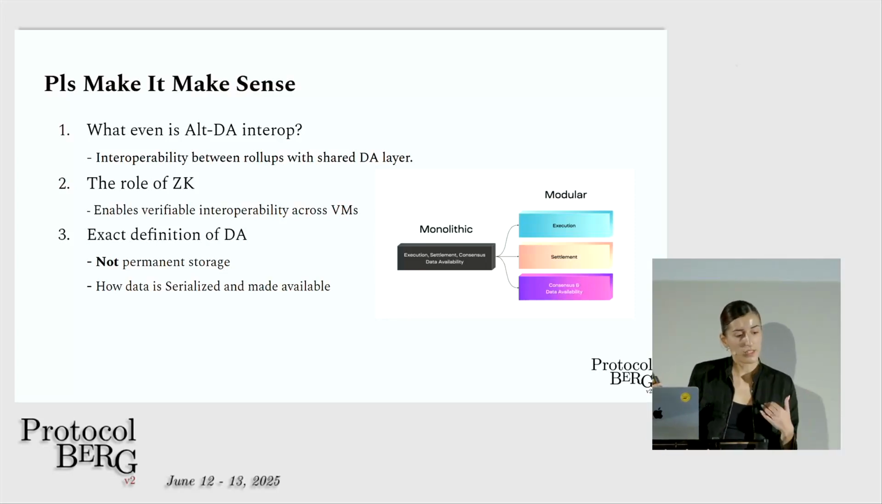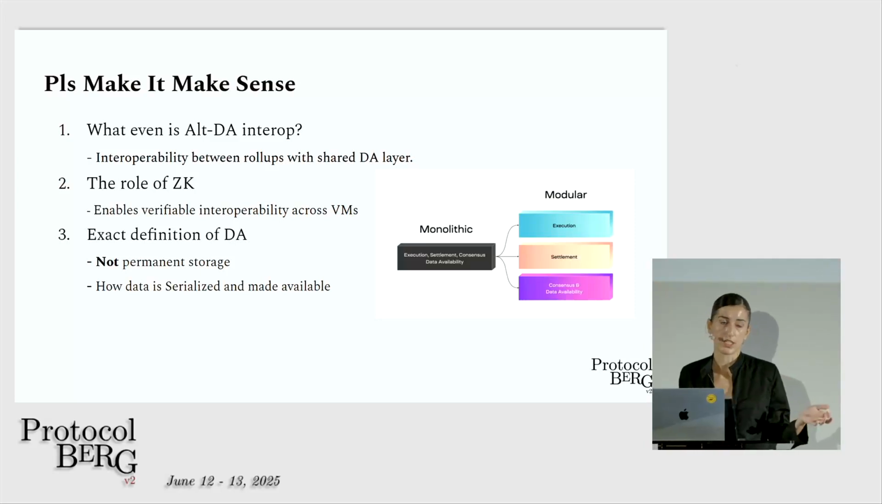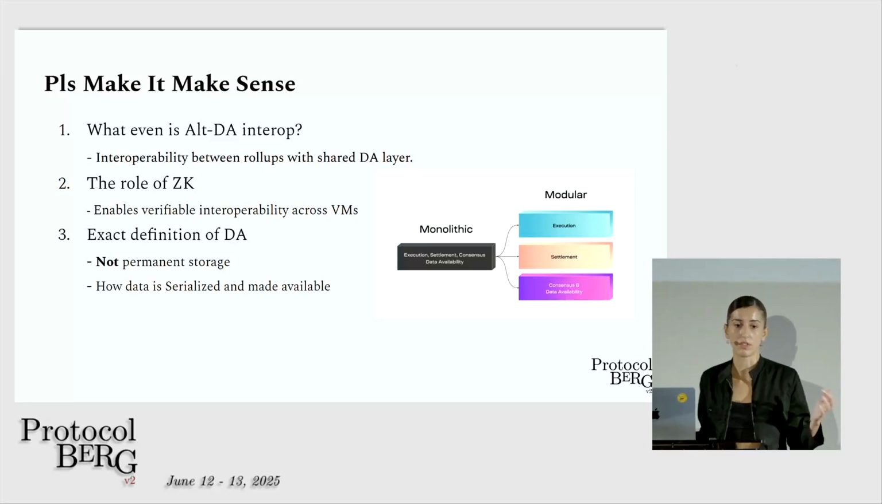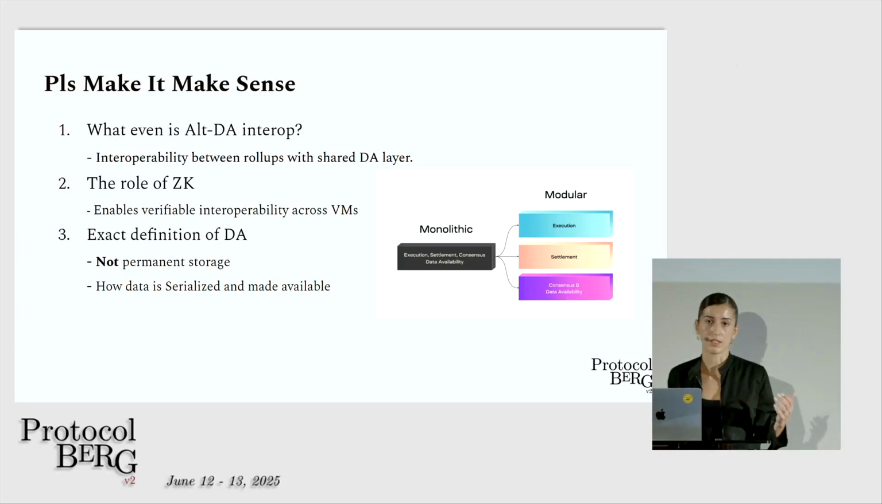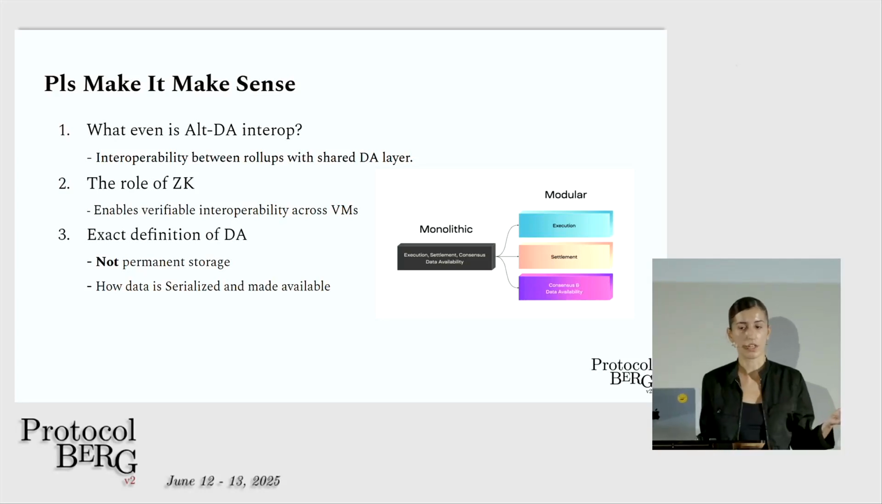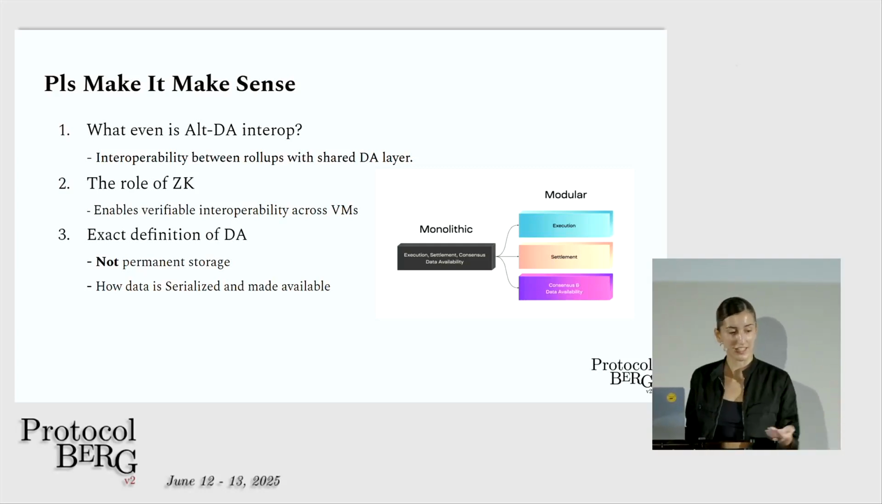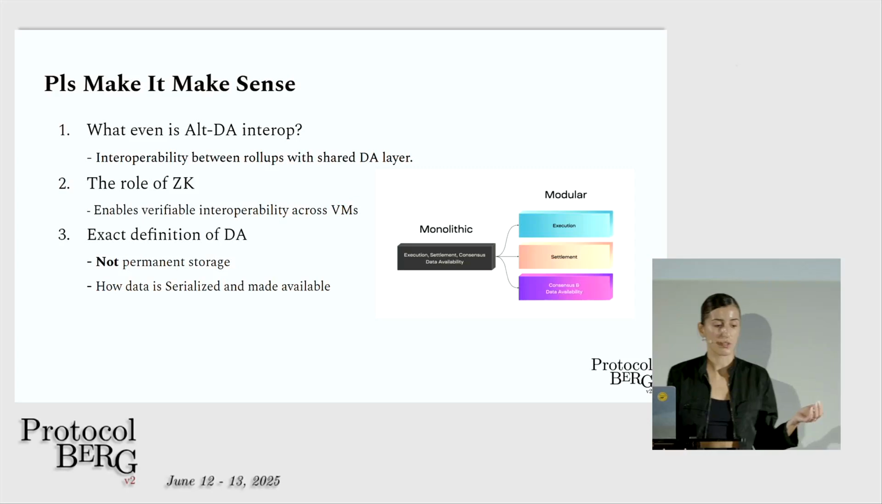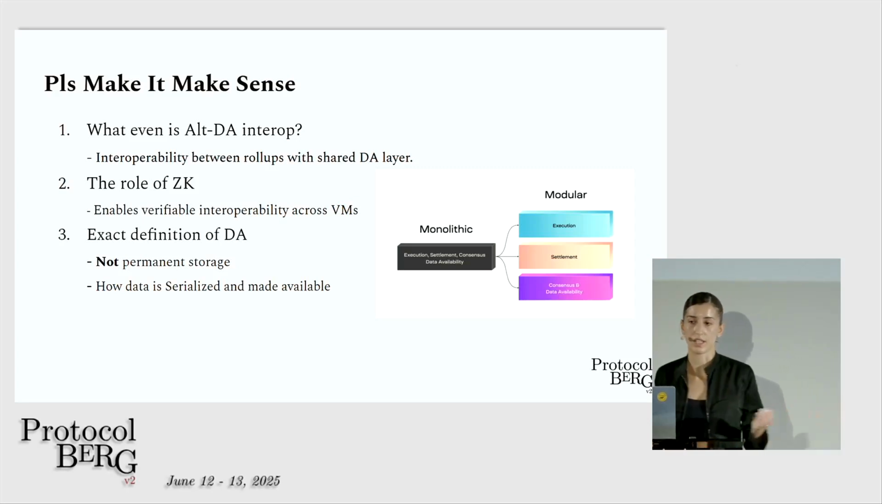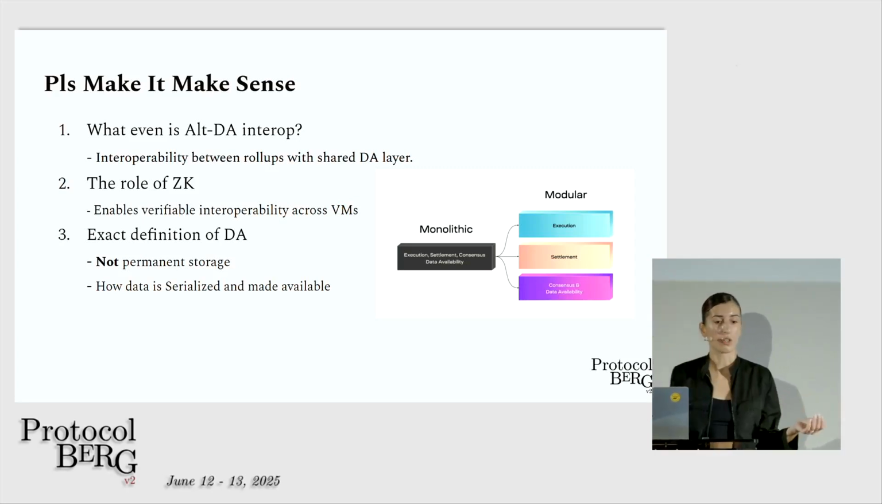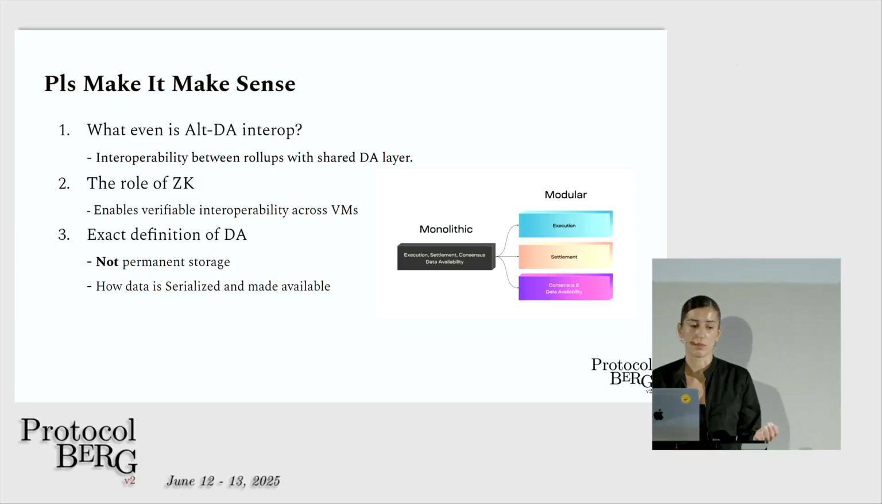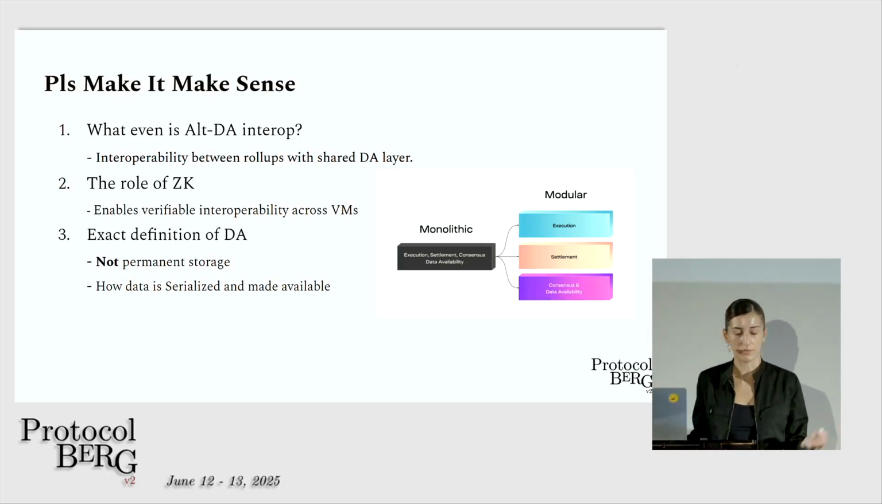Now, let's define what DA actually is, or at least how we think about DA at Celestia. DA is a widely misunderstood term, where people assume that it means permanent storage, but that's not how we think about it at Celestia. DA just means how transactions are serialized and made available long enough for light nodes to be able to sample and reconstruct the chain state.